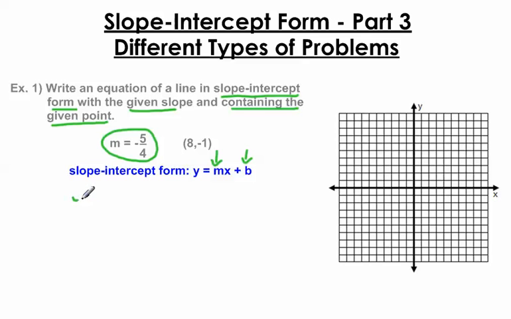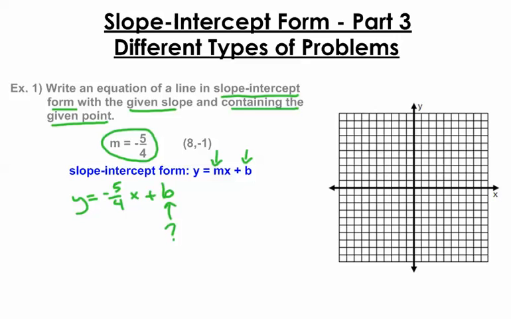So on this problem, y equals, we know what the slope is. It's a negative 5 over 4. Now keep in mind here, x always goes after slope. And then we do not have the y-intercept. So we're missing this b here. If I can figure out what the b is, or the y-intercept is, then I'll be done with the problem. So it's write an equation of a line in slope-intercept form with a given slope and containing the given point.